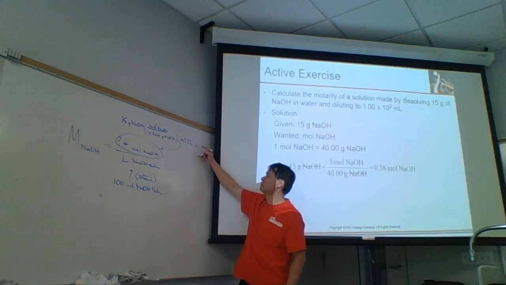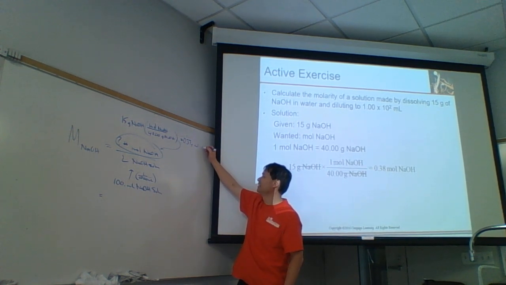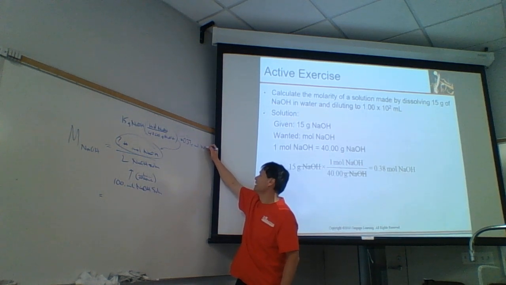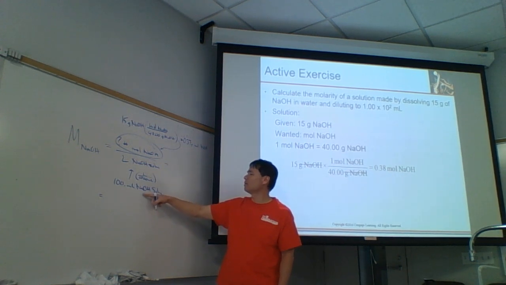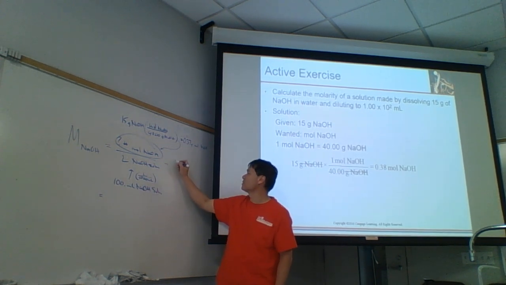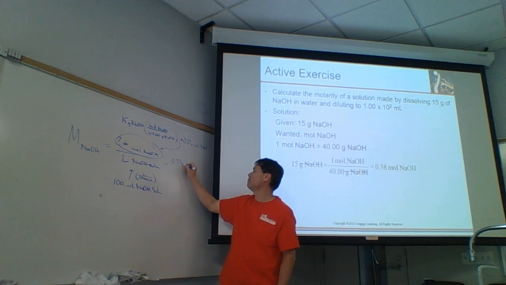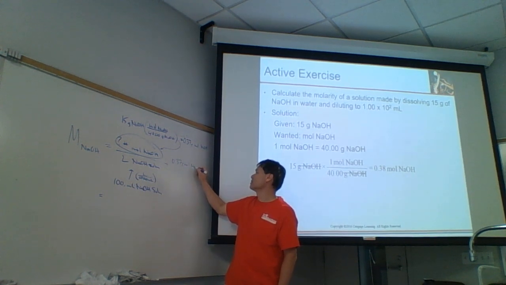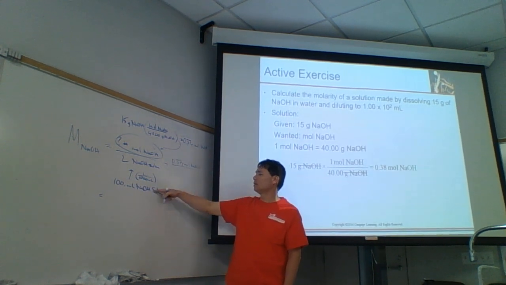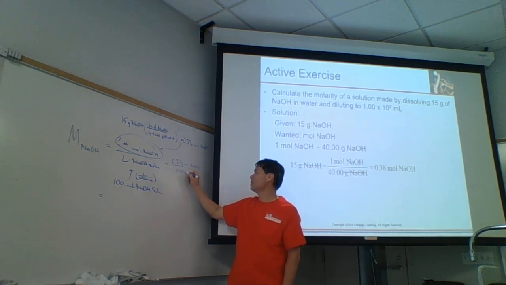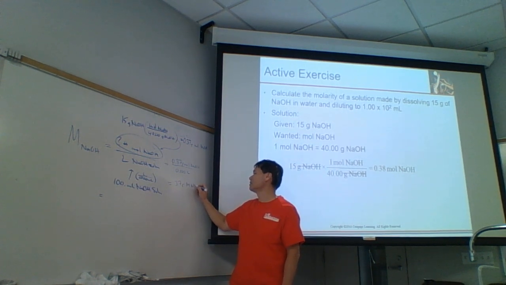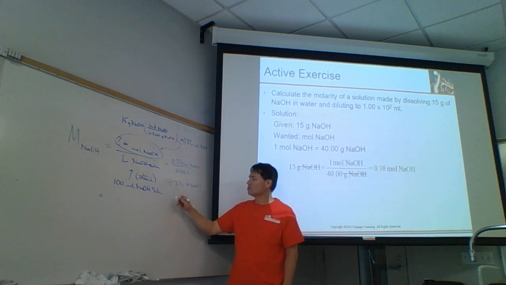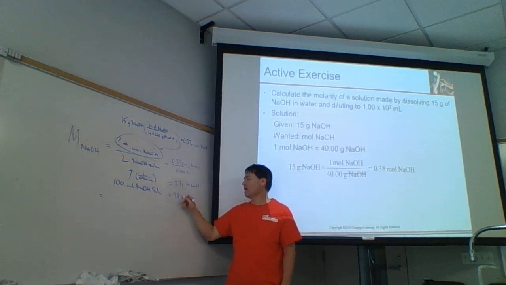So this comes out to 0.375 moles of sodium hydroxide. And so what I end up getting is this divided by 100 milliliters, which is 0.100 liters. So I write 0.375 moles of sodium hydroxide divided by 0.100 liters, which is going to give me 3.75 molar sodium hydroxide. In this case, I'm only allowed 2 sig figs, so this comes out to 3.8 molar sodium hydroxide.